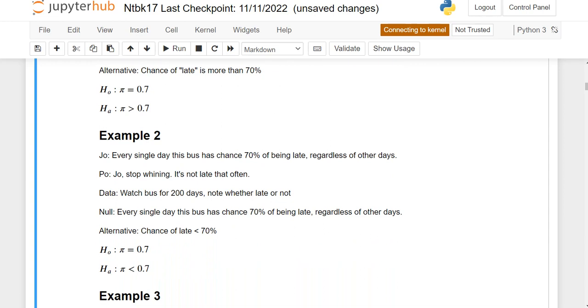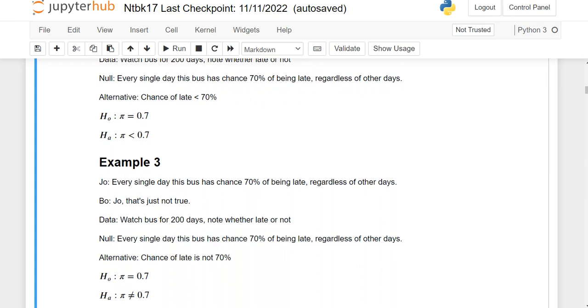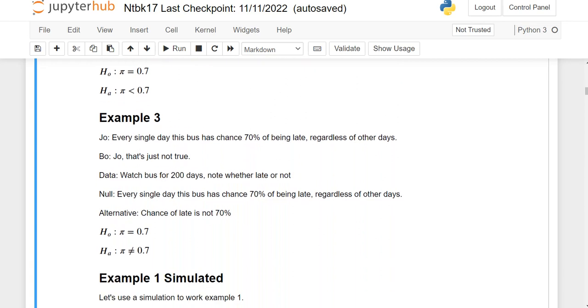And as we move down, we realize there's another friend, Poe, who said it's late less than 70. So we have more than 70 and we have less than 70. And believe it or not, there's one more friend, Bo, who doesn't know whether it's more or less than 70, but just denies it's 70. So real quickly, let's jump back into our notes, and let me just show you.